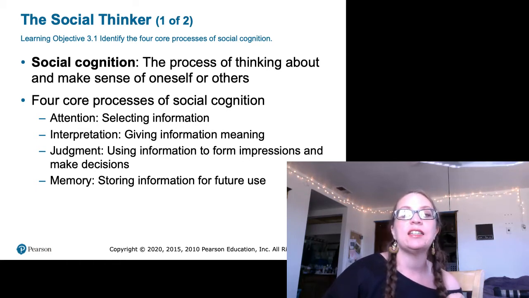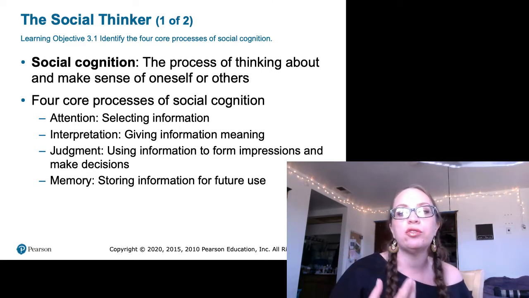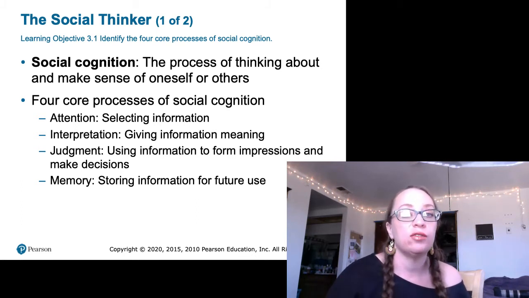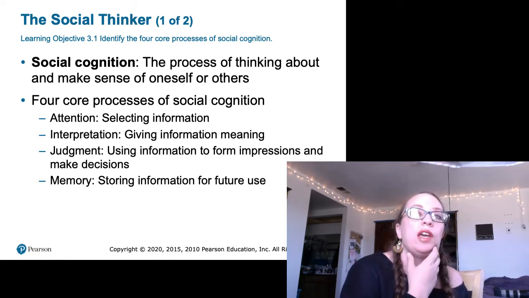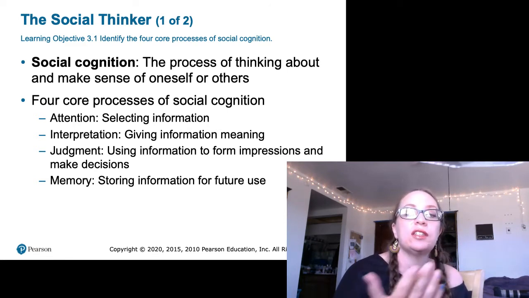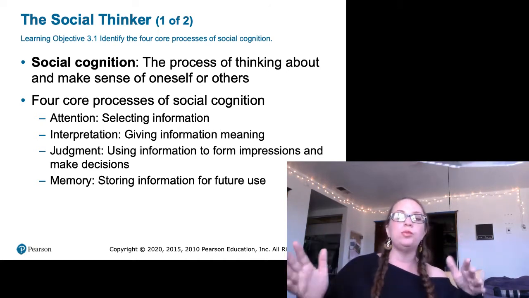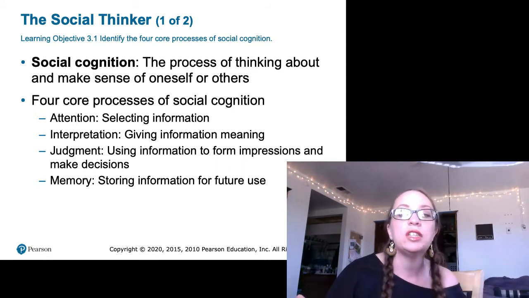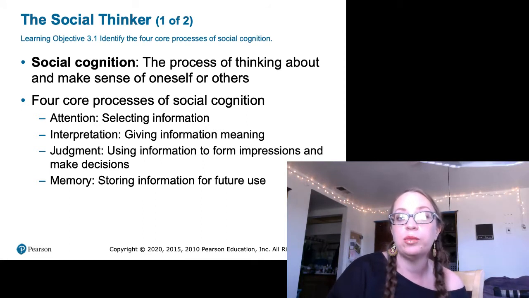So attention is selecting information. Because our attention is limited, right? Short-term memory, you can only focus on so many things. We can only pay attention to a fraction of the information that is available. In addition, different people may pay attention to different information in the same situation. So you have two people in the same situation, and one person views things in completely different ways and can reach dramatically different conclusions about what the situation means.